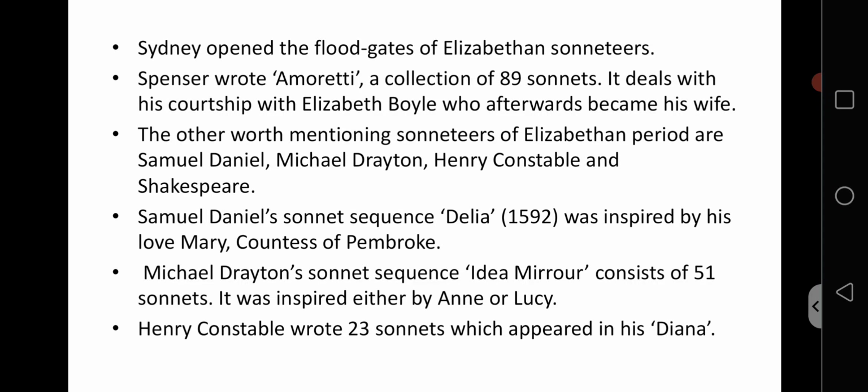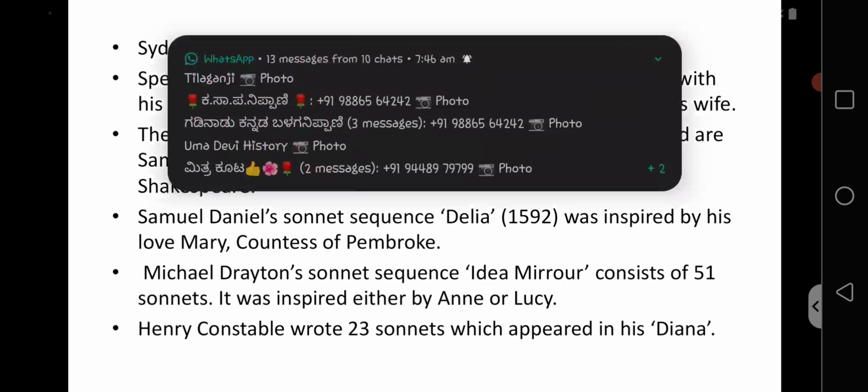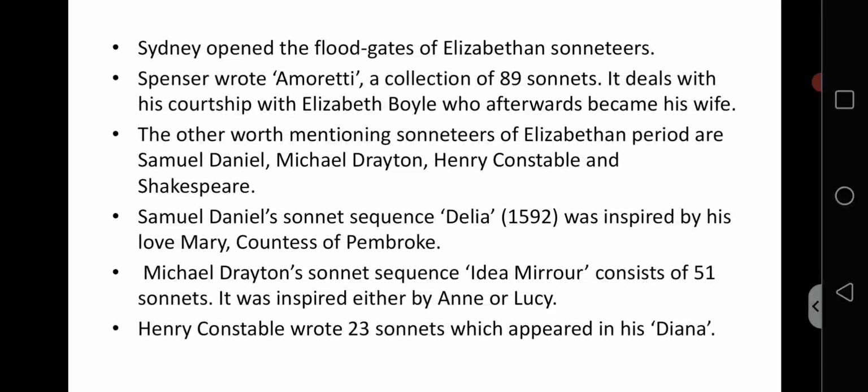So Edmund Spenser's Amoretti is a collection of 89 sonnets. These sonnets are addressed to a lady. Her name is Elizabeth Boyle. Later on, she became his wife. The other worth mentioning sonneteers of Elizabethan period are Samuel Daniel, Michael Drayton, Henry Constable, and William Shakespeare.